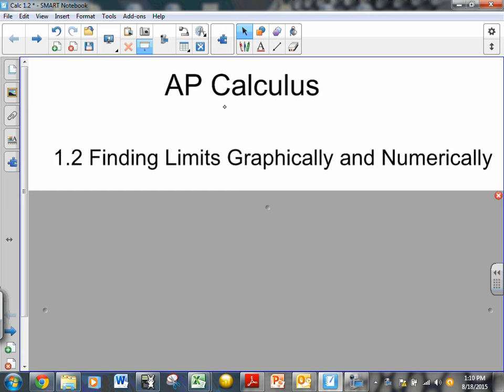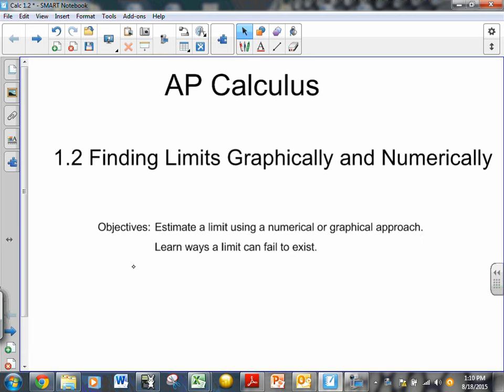First topic, looking at finding limits graphically and numerically. So we're going to estimate a limit using a numerical and graphical approach. And then we'll also learn ways a limit can fail to exist. At any time you need to, just pause this so you can write, catch up, and you can play it again, or you can back up if you need to, anytime.